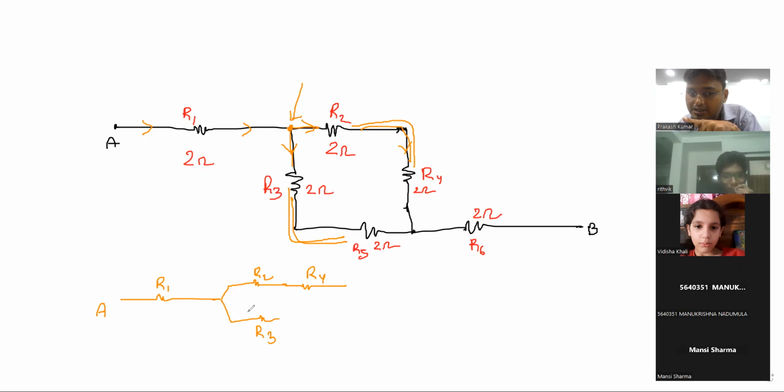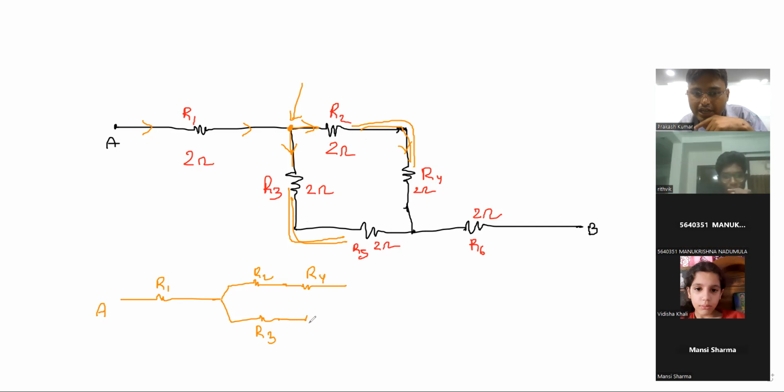So I'm taking 2 branches. Now R3 and R5 cannot divide, so these are in series. And then again, R4 and R5 connect at this point, so I'm connecting the diagram here. And then it will go through R6. All are 2 ohm. This one is 2 ohm, this one is 2 ohm, this one is 2, 2, 2.